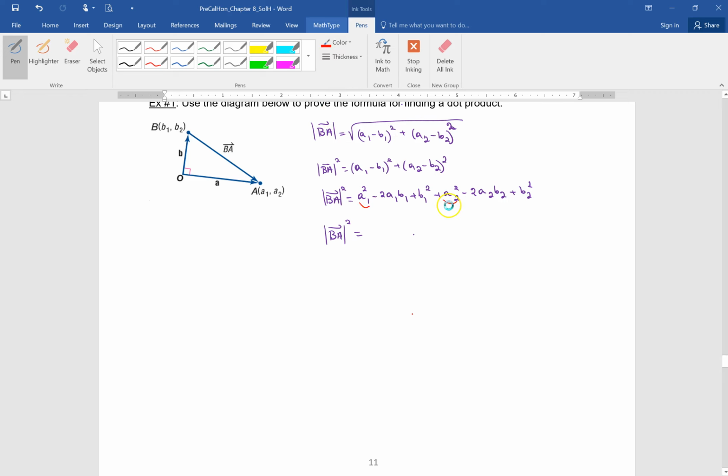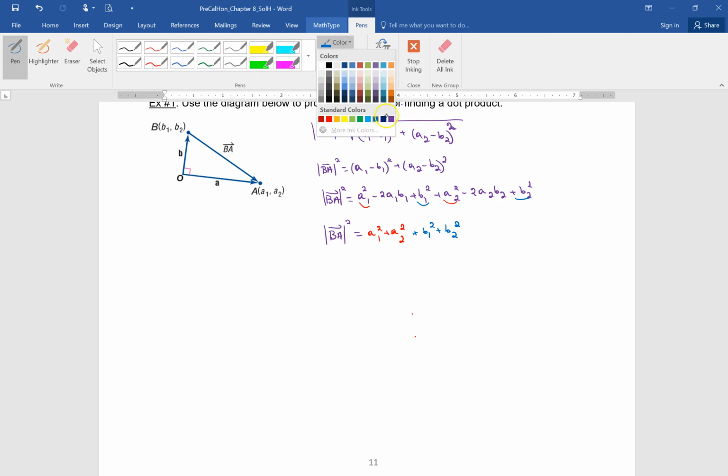A1 squared plus A2 squared plus B1 squared plus B2 squared. Now, the other ones are minus, I'm going to factor out the minus, okay? So it'll be 2A1B1 plus 2A2B2. Okay?